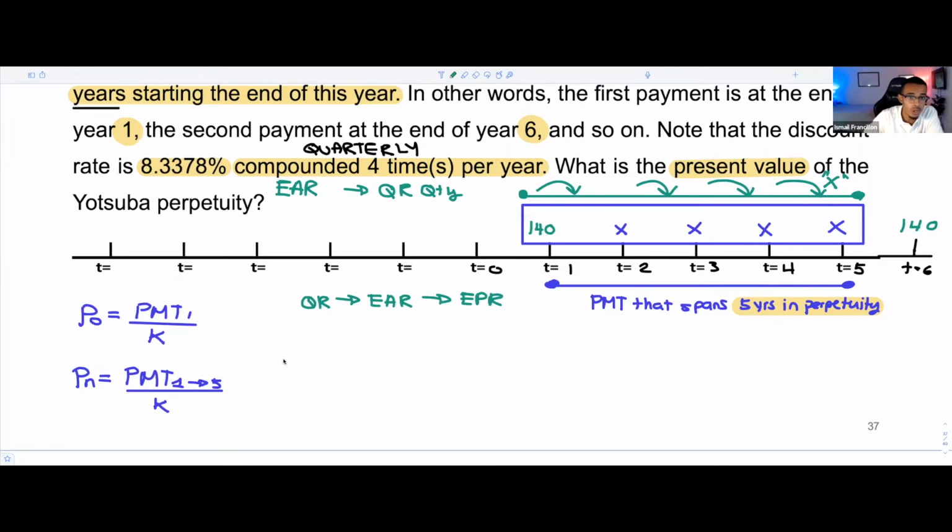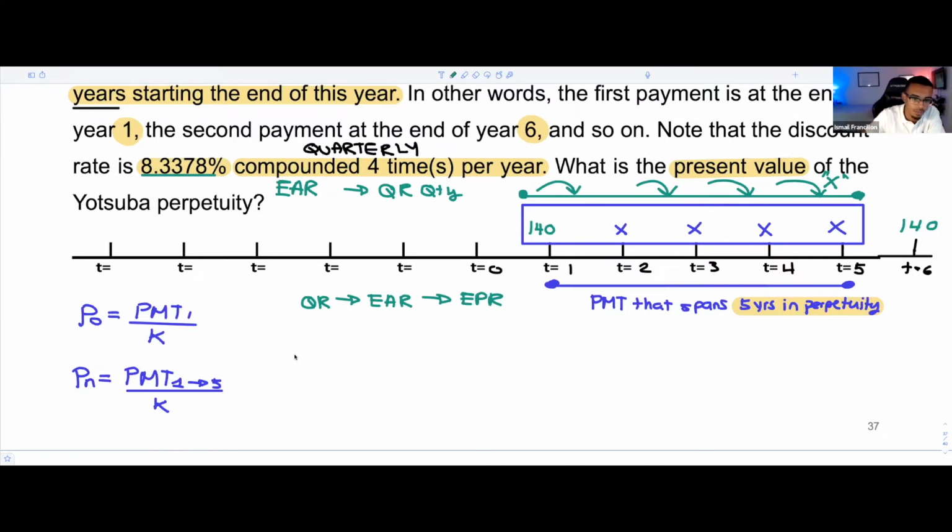Okay? So once again, when they give you a random number like this, followed by compounded blah, blah, blah, or even to make it easier for you, if they don't say EAR in the question, just know it's a quoted rate. If they don't say effective periodic rate or effective annual rate or effective quarterly rate, if they don't say anything effective, but they just give you a percentage followed by compounded, you must know that that is a quoted rate.